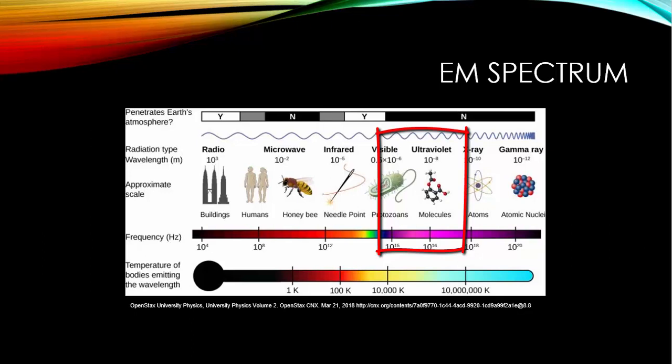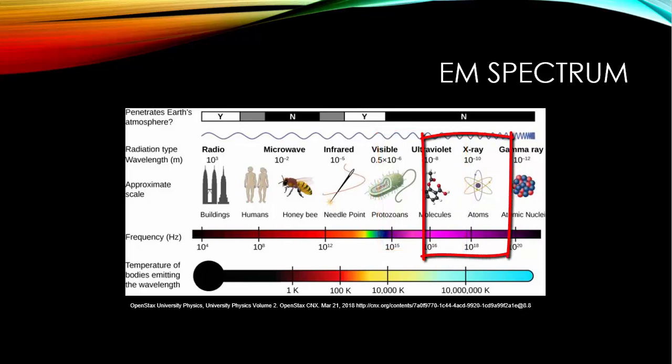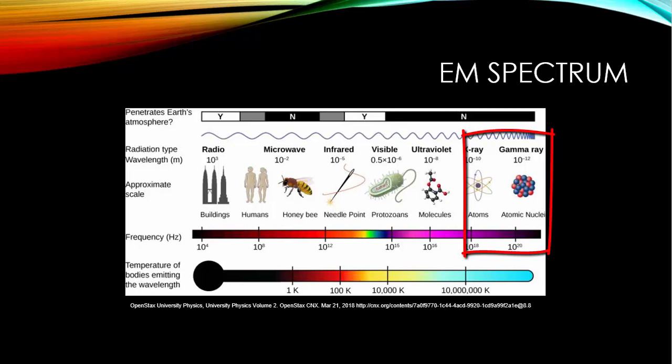Ultraviolet is created by atomic motion and electron transitions again. And X-rays, once again, same idea, but besides the electron transitions, you also get electron collisions. A little bit higher energy. Gamma rays, they're a type of radiation. They are an electromagnetic wave emitted by nuclear decay.